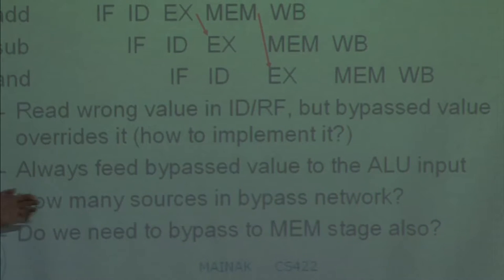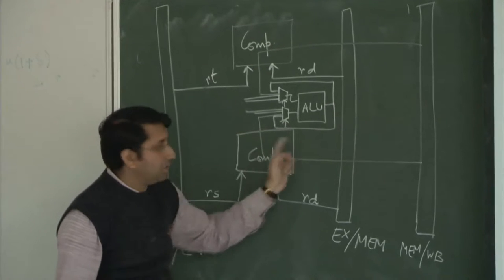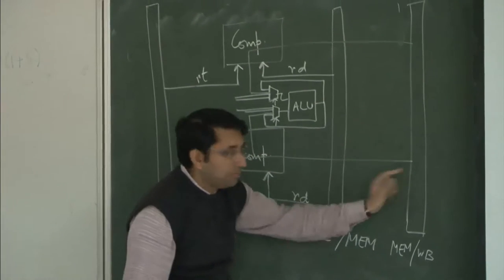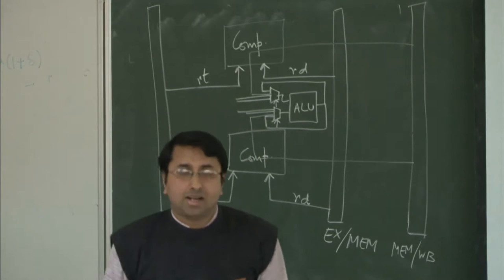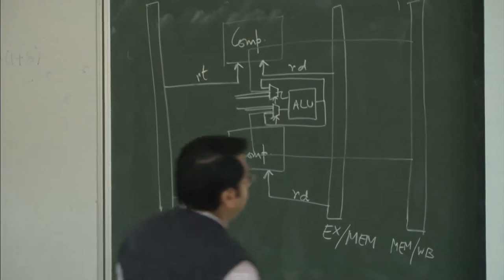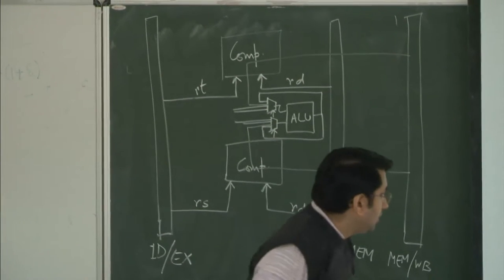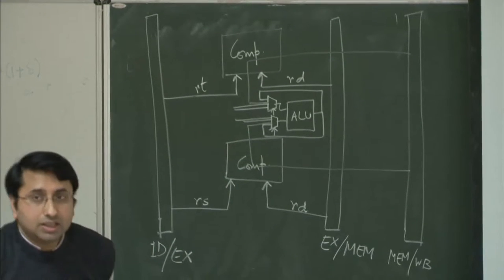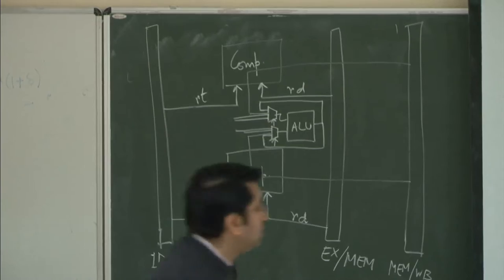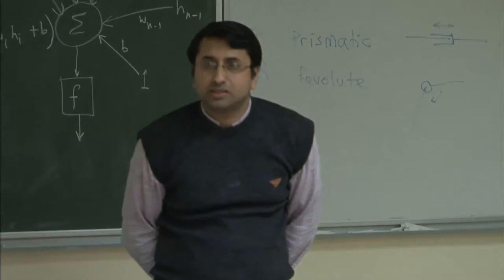How many sources are in the bypass network? In this case, I have shown two sources. One is coming from the XMEM latch, so this output will be taken from the XMEM latch, and one is coming from the MEM write back latch. Are there any other sources in this particular pipeline from where I need to bypass? And is the destination always the ALU, that is, always the X stage, or could there be other destinations as well? Do the questions make sense, or are you lost?